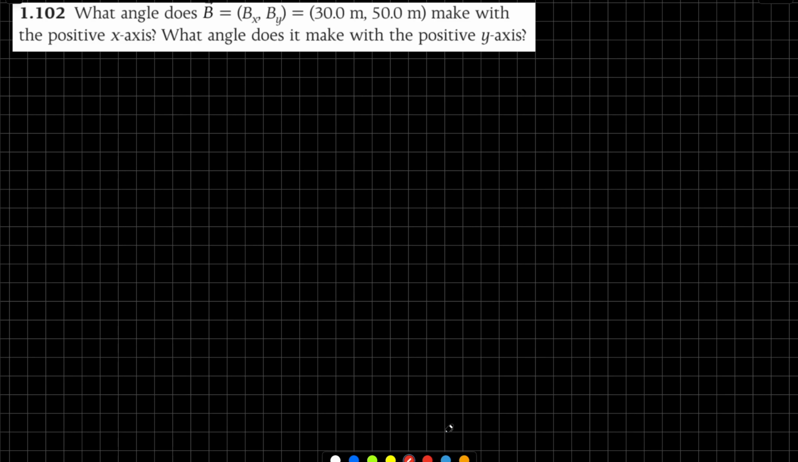Okay, so let's draw a coordinate system. So this is my coordinate system. 30, 50, both of them are positive, right? So our vector should be in the first quadrant. So this is my vector, 30, 50. All right.